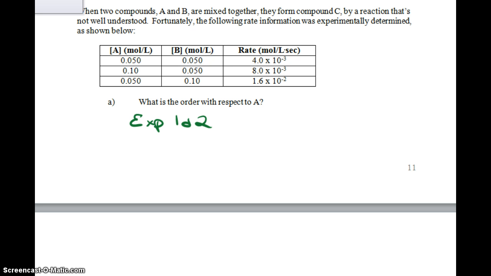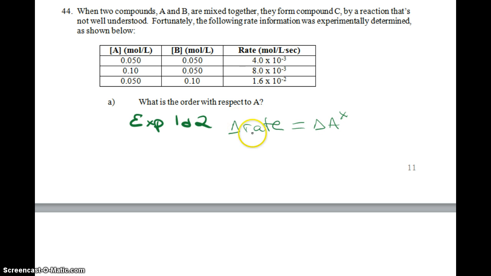And then we're going to set up our equation. So if you remember from when we did these problems, we're going to look at how the rate changes. So the change in the rate is going to be equal to the change in the reactant that we're looking at, in this case A, raised to the x power. We're going to see what factor that changes by.